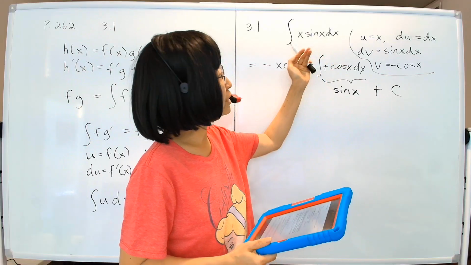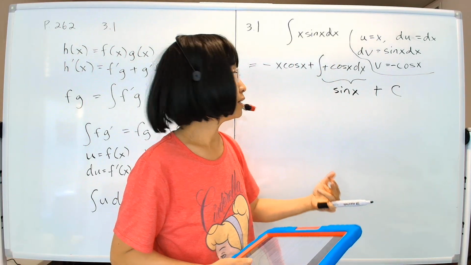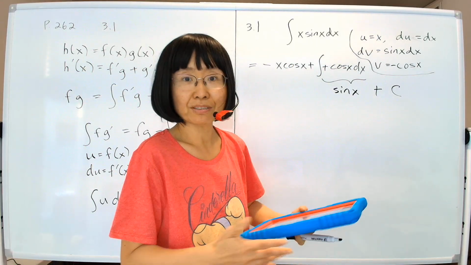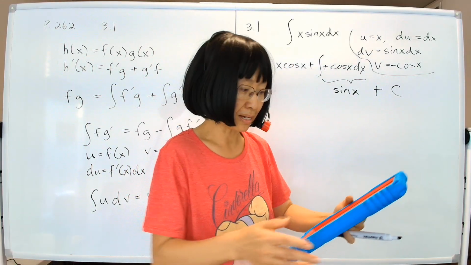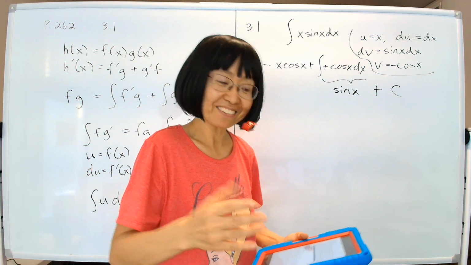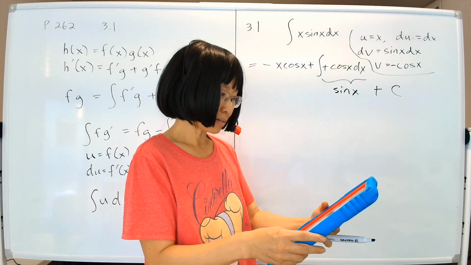Like, why did we set up u as x here? Why didn't we set it up as sine x? Well, the reason we do it this way is because this way works. If you set it up as sine x, you might get into a mess. I don't know, or maybe it works, who knows? But the point is, this works, so we'll stick with it. Okay, and next, let's look at the next problem.